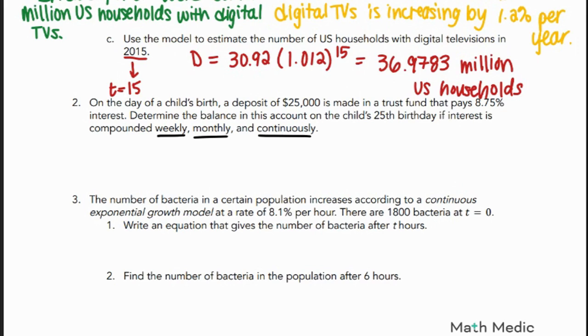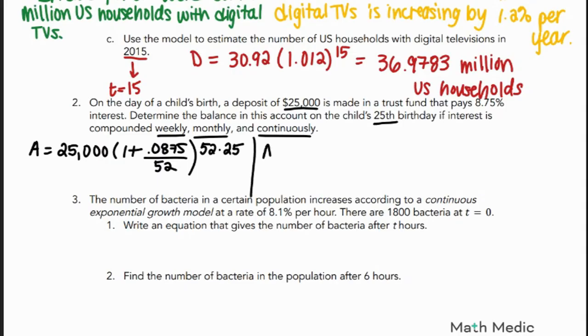So if we are going to do it by a certain number of times per year, we're going to use A equals our initial amount, which is 25,000, times 1 plus our rate, which is 0.0875, divided by the number of compounds per year. So let's start with weekly. Weekly is 52 times per year, and we're going to raise that to n times t, which is the number of compounds per year, times 25, because that's the number of years we're going to keep the money in the account.